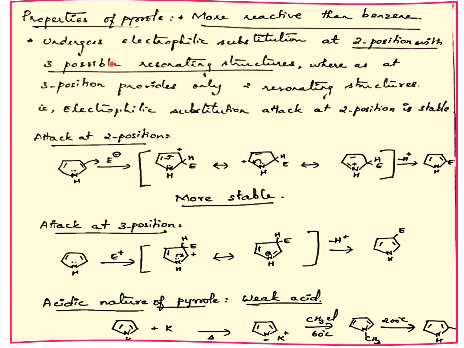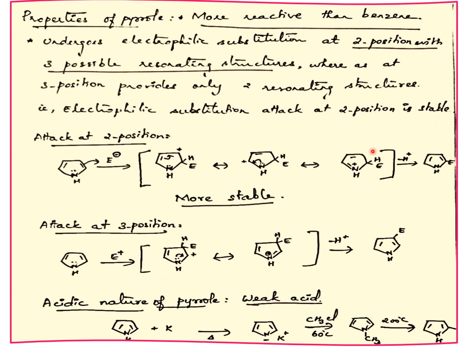Here we are going to see the properties of pyrrole. This pyrrole was found to be more reactive than benzene. Here, pyrrole also undergoes electrophilic substitution reaction because it is found to be aromatic in nature. Then, we have to find out at which position the electrophilic substitution reaction takes place, whether at the second position or at the third position. At which position it provides the most stable electrophilic substituted compound we should find out.